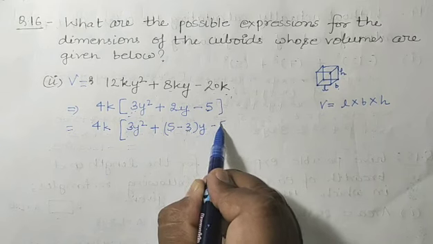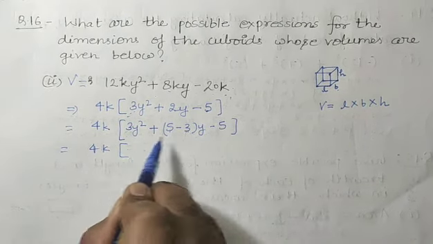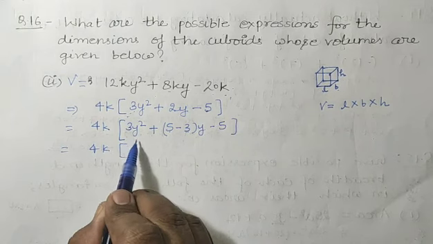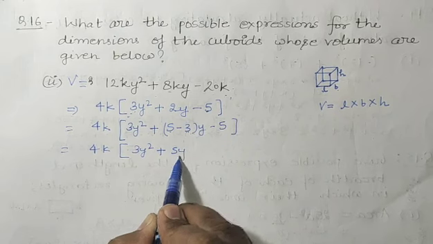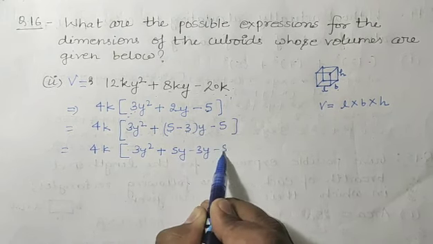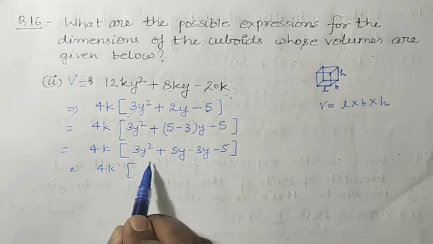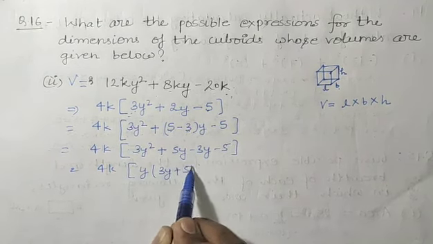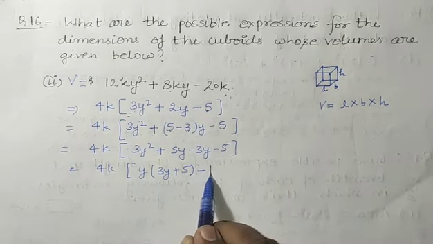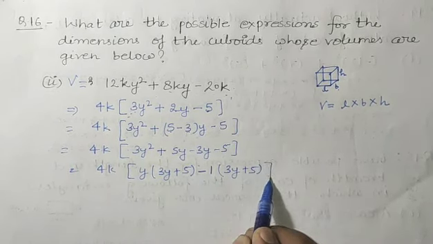So we can split it like this. Now 4k, here you can write 3y square plus 5y minus 3y minus 5. Again just solve this step. In these two, what can you take common? Only y. So what will be left? 3y plus 5. And in these two, what can you take common? Minus 1. So 3y plus 5 again you will get.